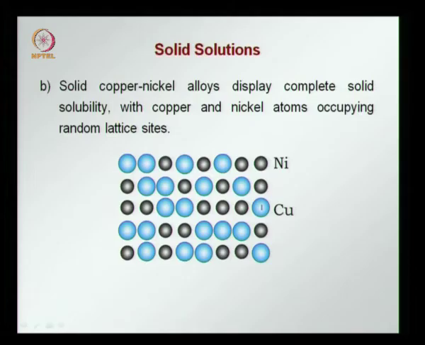In the case of copper and nickel, you have complete solid solubility, with copper and nickel atoms occupying random lattice sites that we see here. So, there is a random distribution of nickel and copper atoms within the solid, that means it is a solid solution.